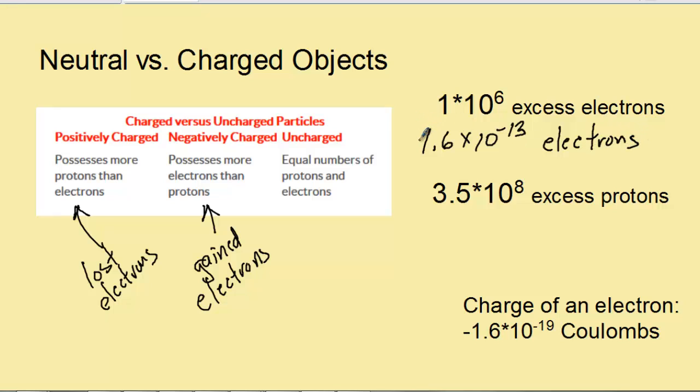Or your charge. Okay? Now, what about protons? I wonder what the charge would be. And I guess before I do that, let me correct this. This would be in coulombs, by the way. That would be the charge. So if we have 3.5 times 10 to the 8th excess protons, we just make this positive and multiply, and let's see what the charge would be on that one.